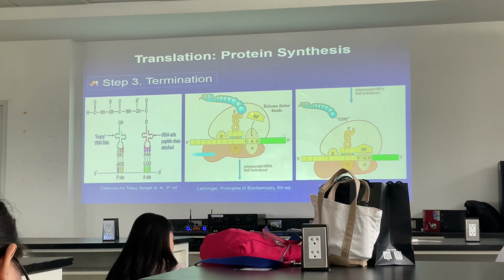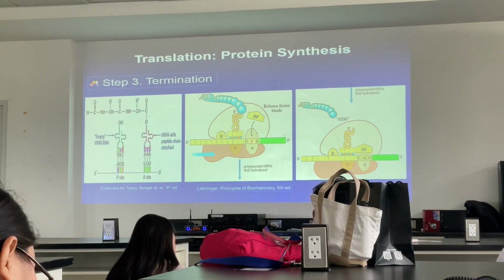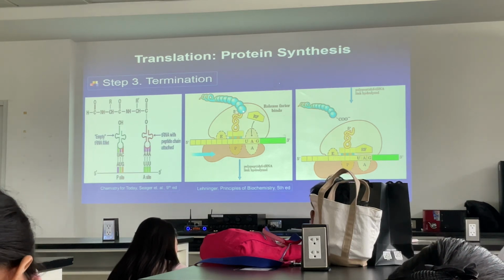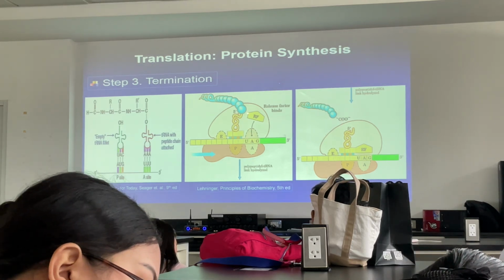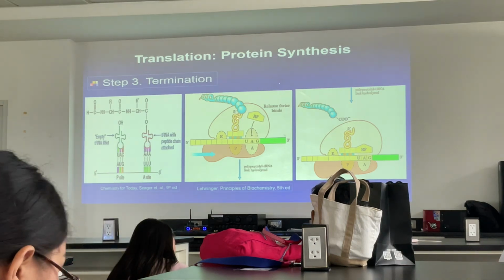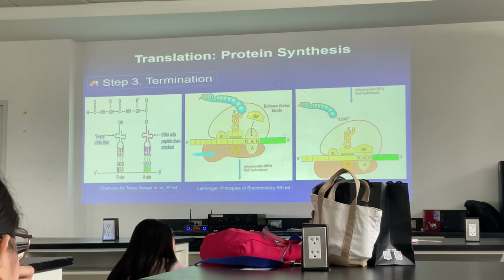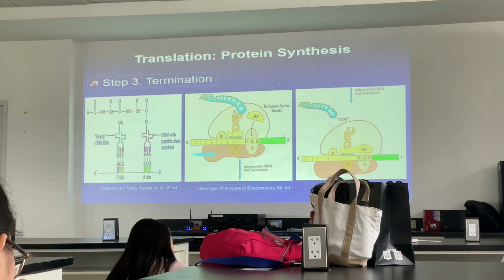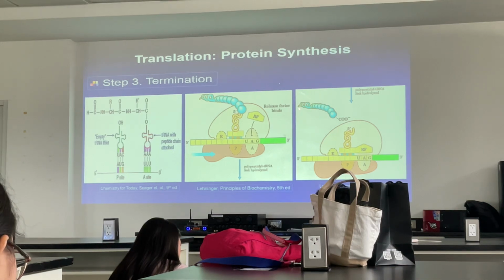Again, once the release factor binds to the stop codon, the bond connecting the carboxyl group to the 3' end of the tRNA will be cleaved, and the peptide chain is now released. The formed polypeptide chain is now released.